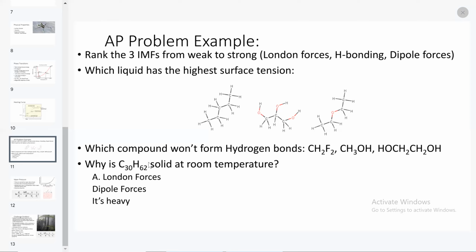Great, London forces. So we have only carbon and hydrogen, so we don't see any real dipole because they have similar electronegativities. Of course, this molecule is very big, with very huge electron clouds, so very strong London forces. And "it's heavy" is a ridiculous answer choice, and molecules are not heavy. The heaviness doesn't really impact how much it would attract another molecule.